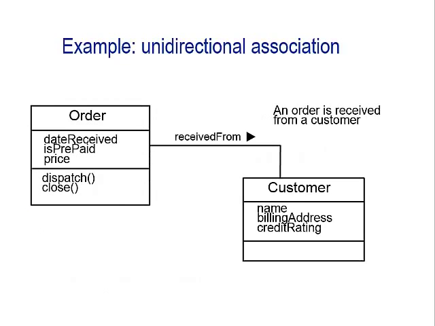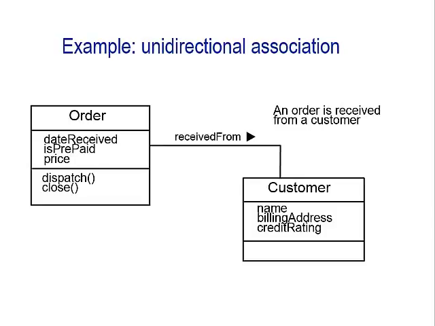Let's work out some examples. Here you can see an example of a unidirectional association. We have an association between order and customer. In our diagram, order has three attributes: date received, is prepaid, price. It has two methods, dispatch and close. Dispatch and close are the method names, and obviously there's an implementation that comes with it. Then we have a class customer with attributes name, billing address, and credit rating.